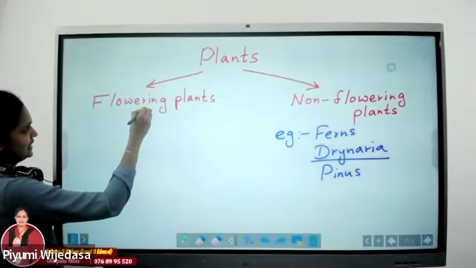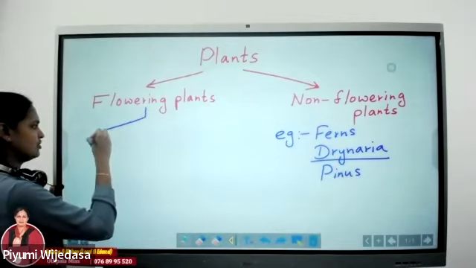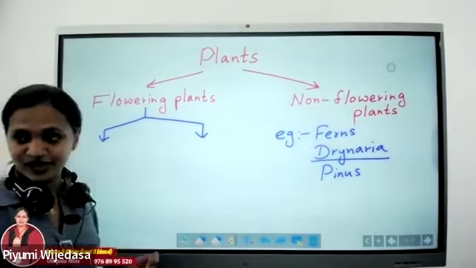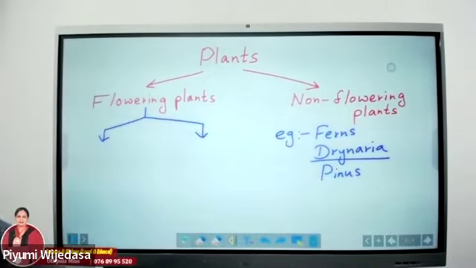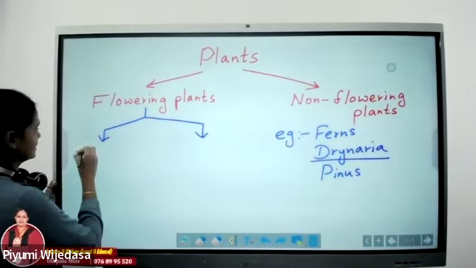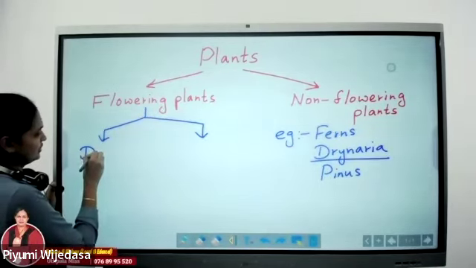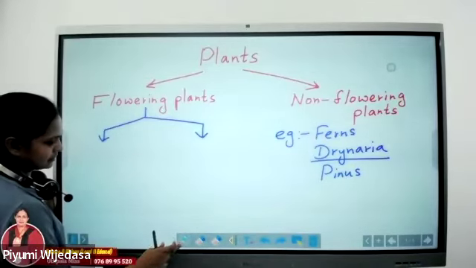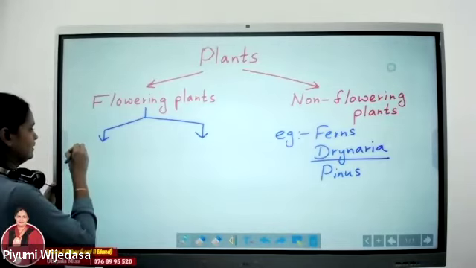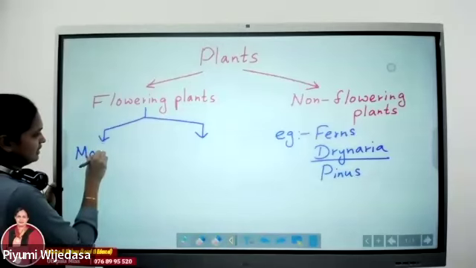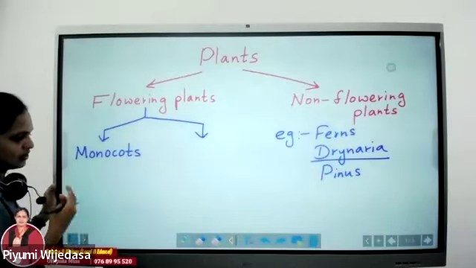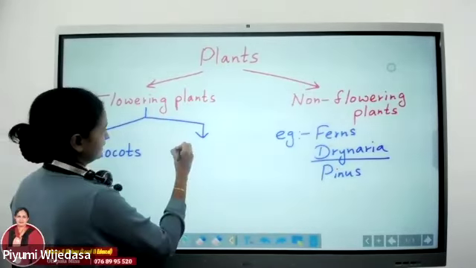Flowering plants. So we can divide the flowering plants into two main categories once again. Still you haven't learned about these two categories, so we'll mention it here. These flowering plants can be divided into two categories: dicots and monocots. First I will mention monocots. That we say as monocotyledonous plants or monocotyledons, and dicots.